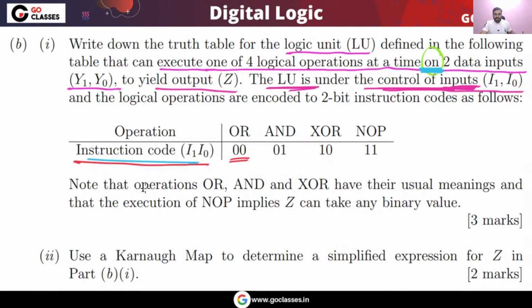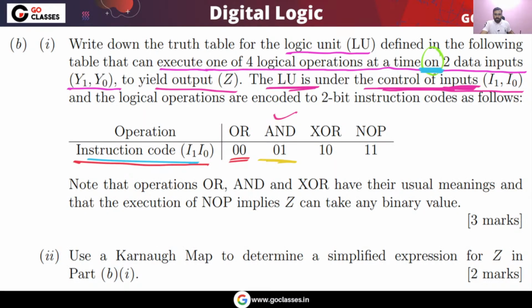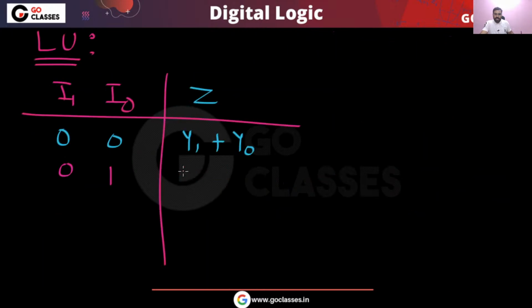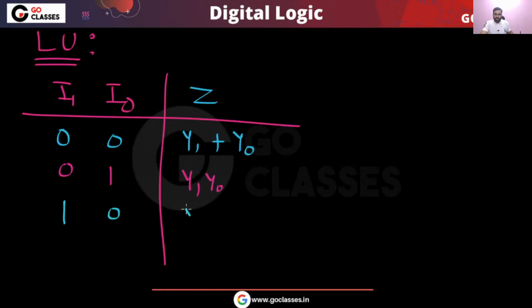Next, you can notice, if I1, I0 are 0 1, then you will perform the AND operation, Y1 AND Y0. This is what you will get. And if they are 1 0, then you will get the XOR operation, meaning Y1 XOR Y0.